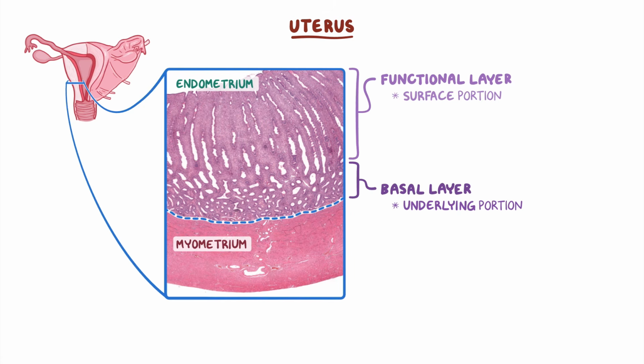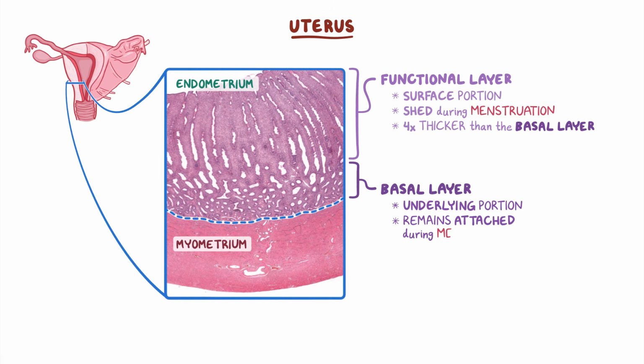The functional layer is the portion of the endometrium that's shed during menstruation and can be as much as 4 times thicker than the basal layer. The basal layer remains attached during menstruation and regenerates the functional layer.